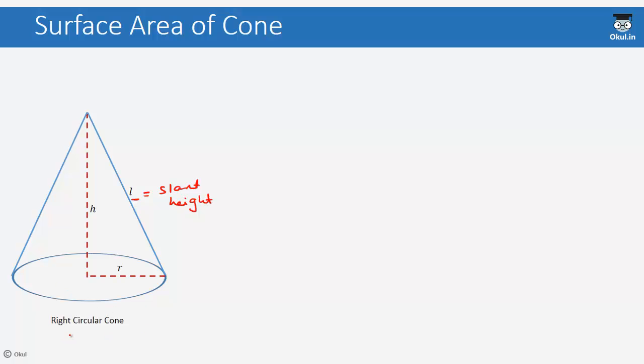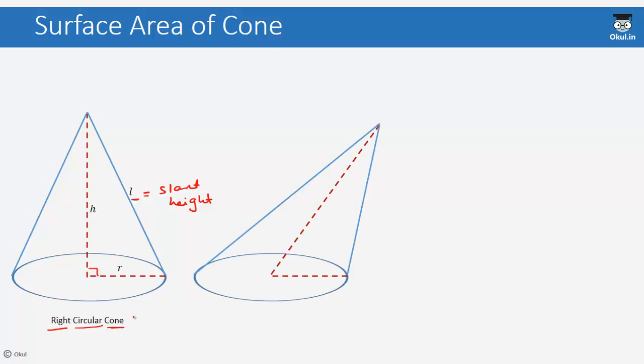Now this is called a right circular cone. It is called circular because it has a circular base, and it is right because the angle between the height and the base radius r is equal to 90 degrees. So it is called a right circular cone. Now this is what a cone which is not a right circular cone looks like, because the angle between the height and the base radius is not equal to 90 degrees.